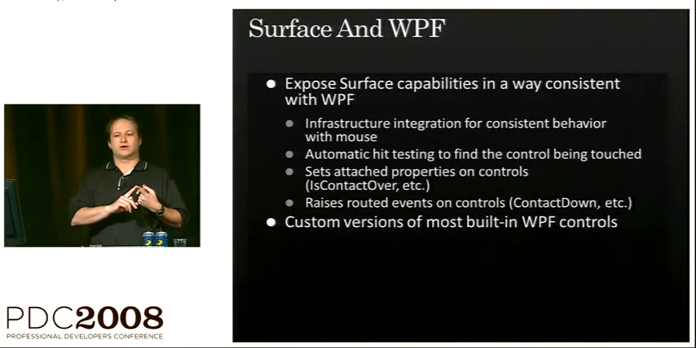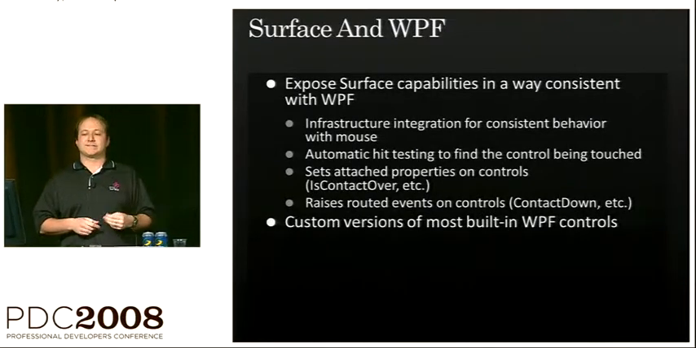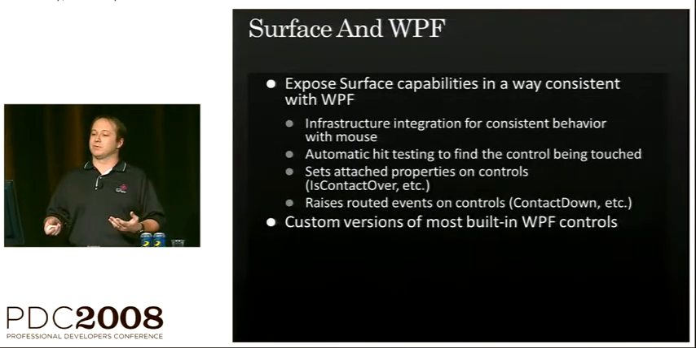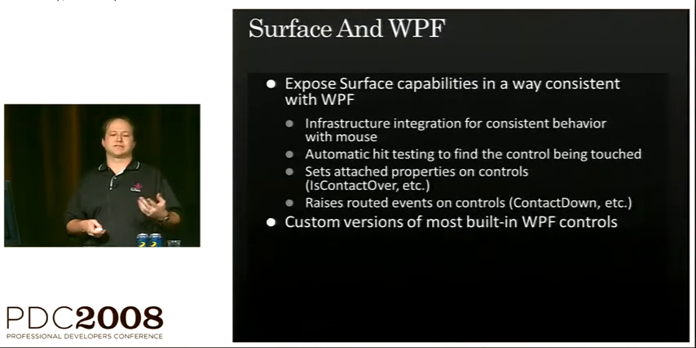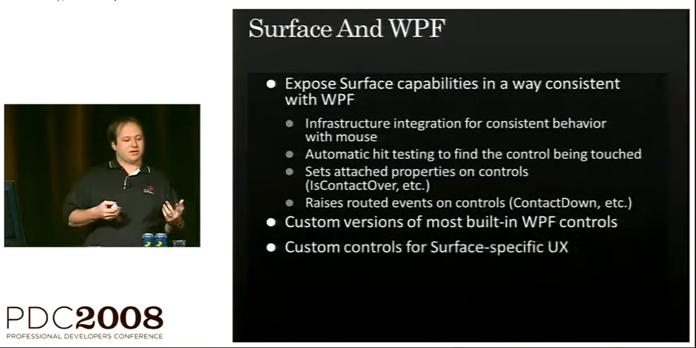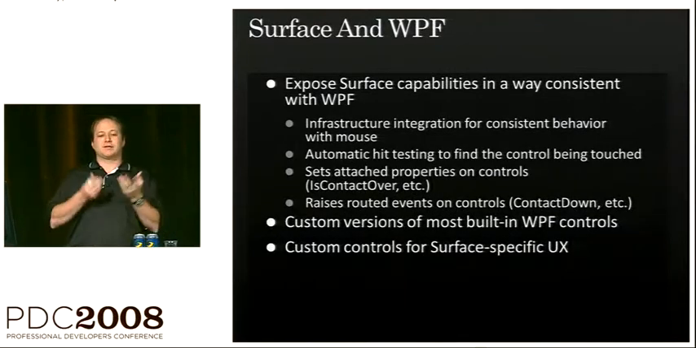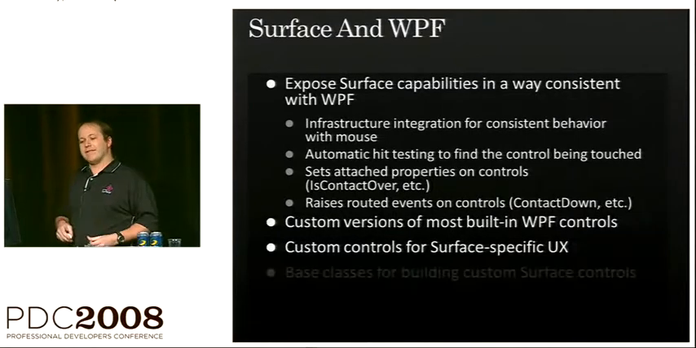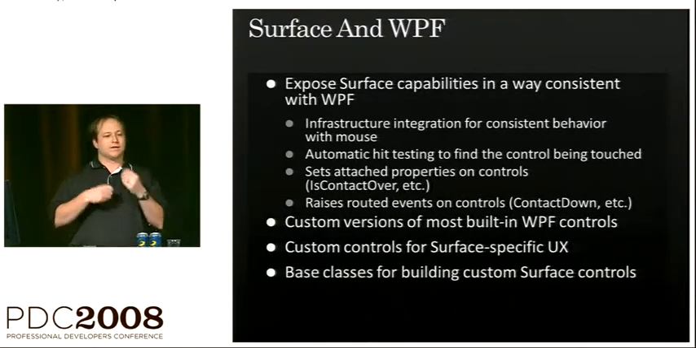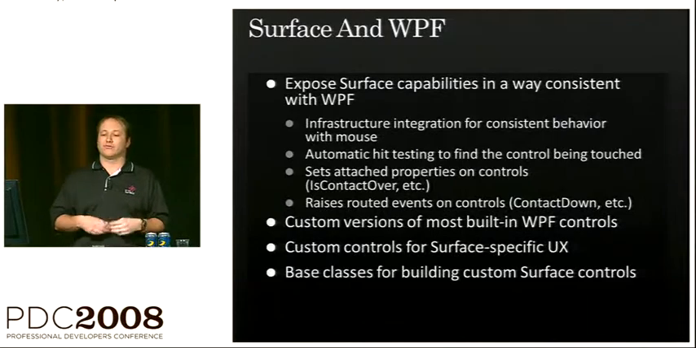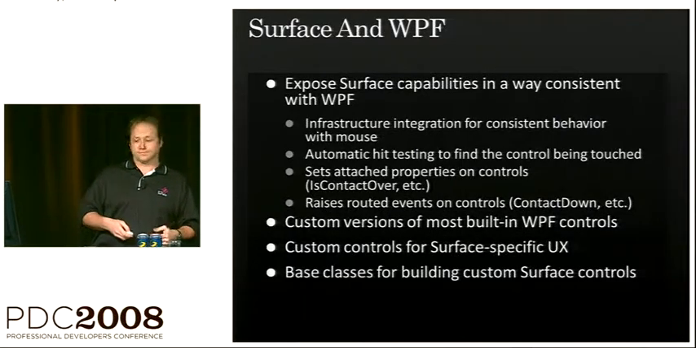Now, on the UI side of things, we have 3 buckets of custom controls. The first bucket are controls that are subclassed from the controls that you already know and love from WPF, so buttons and list boxes and things like that. The second bucket of controls are things that we've dreamed up that are unique and special to Surface, that bring the Surface attributes to life in your applications. And then the third bucket of controls are base classes that you can derive from if you're trying to build your own Surface-specific controls.